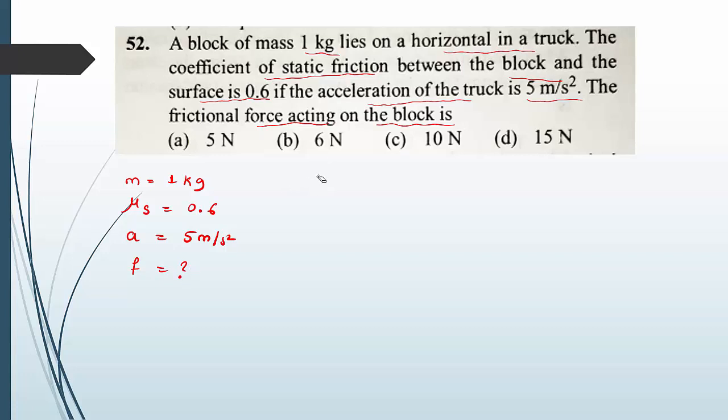What is the formula for friction? Fs equal to mu s into R. Or mu s into, in place of R we can write weight of the block because both are equal and opposite. Mu s into, in place of W we can write m into g. So mu s is given 0.6, mass is given 1, g value we can take as 10. So what is the answer? 6 Newton. So the frictional force acting on the block is 6 Newton. So option B is the right answer.